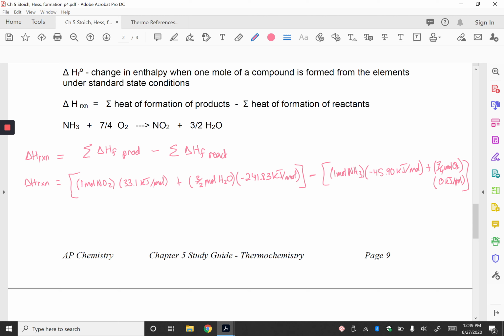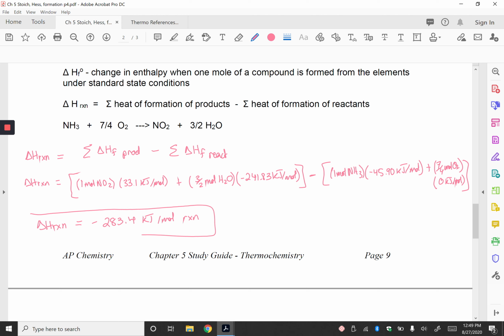Now on the test or on the AP exam, you're not likely to get a long table like I'm giving you for your notes. You're probably going to be given the values in the stem of the question. And so they probably won't give you the value for oxygen because they know that you know that it's 0. Okay, and then you calculate that. And you get negative 283.4 kilojoules per mole of reaction.